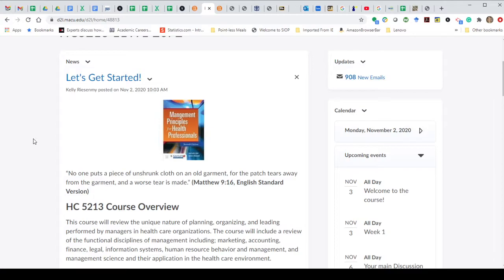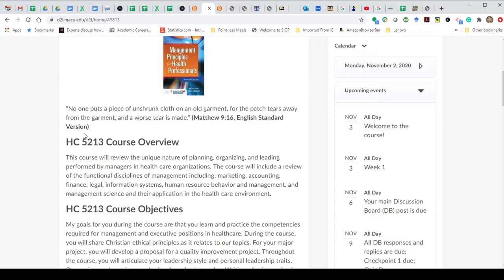But first, make sure you have the right textbook and get ready to learn all the wonderful things about managing people in healthcare, and not just managing people, but also all the principles and disciplines that go with managing in business, because we're all about the business of healthcare. So we're going to have an introduction to marketing, accounting, finance, legal aspects that happen in the context of healthcare.